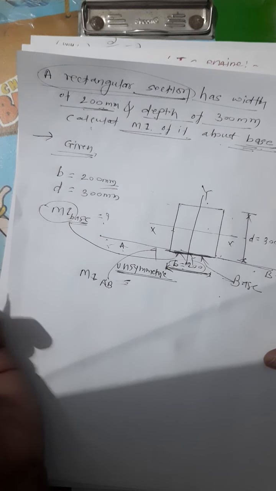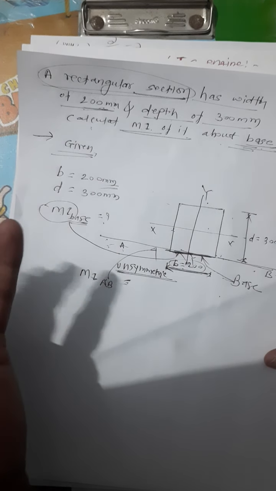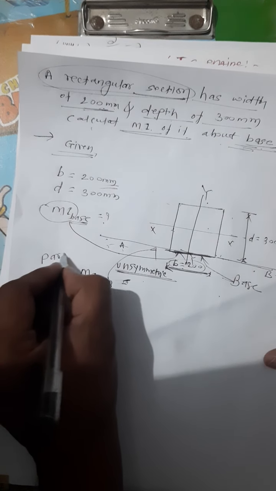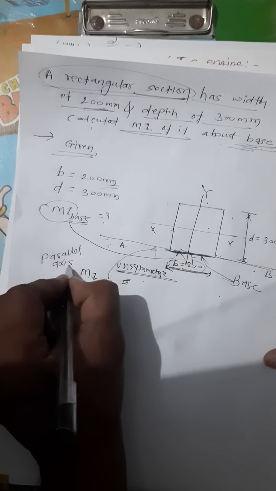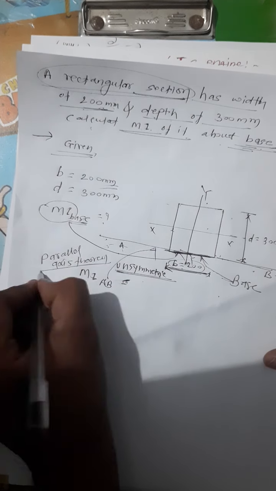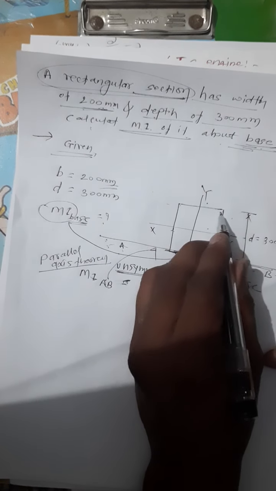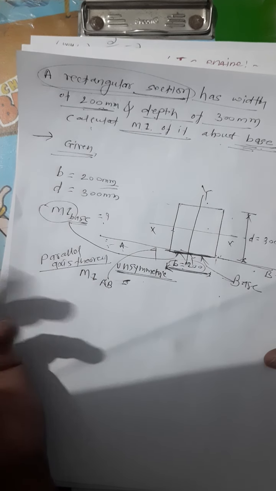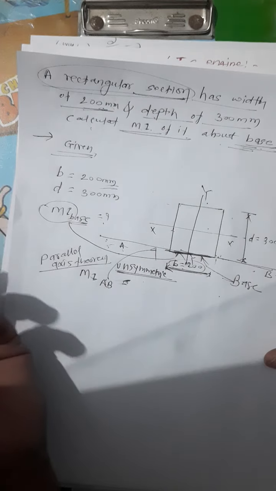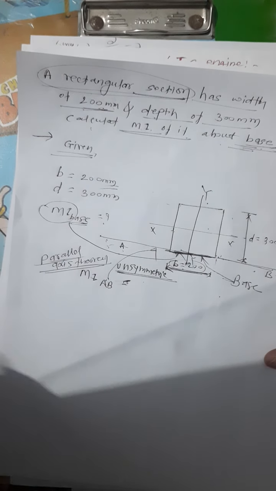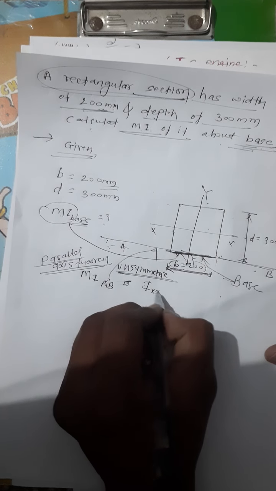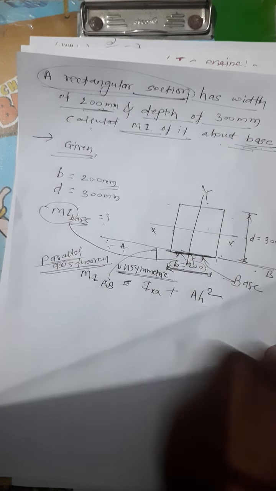If you have an unsymmetric problem, an unsymmetric axis, use which theorem? Yes, the parallel axis theorem. You know very well, when we have an unsymmetric axis, why does it become unsymmetric? Because on the upper side we have a rectangular shape, but below this side we don't have one. So we use the parallel axis theorem. What is the parallel axis theorem? Ixx plus A into h square.